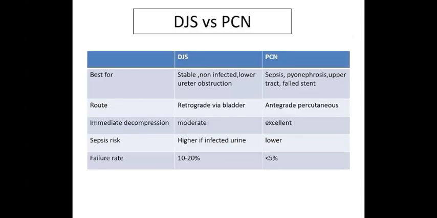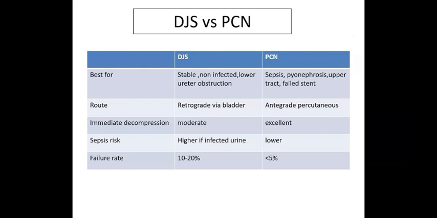So once you decide to intervene or not based on these findings, the next question is how to intervene. There are two options: putting in a DJ stent or percutaneous nephrostomy. Both have their pros and cons, as well as clinical situations where they are more suitable. For example, DJ stenting is best suited for a stable patient with a non-infected system, especially when the obstruction is in the lower urinary tract. And a PCN is better suited if the patient has sepsis, features of pyonephrosis, or if the obstruction is close to the upper tract, or if the stenting has failed.